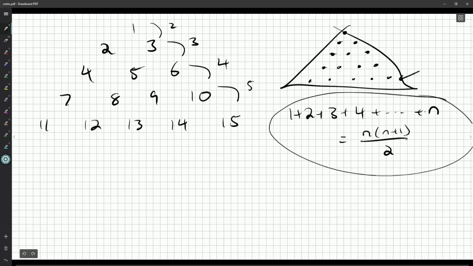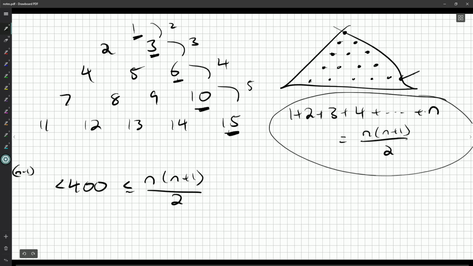Okay. So we might make use of this formula. I'm not entirely sure. I think we'll definitely use it to figure out the last numbers in each row. Because what we're looking for, to find what row 400 is in, is a triangular number that is bigger than it, but where the previous triangular number is smaller than 400. That's what we're looking for.